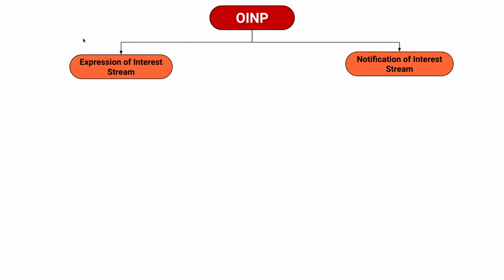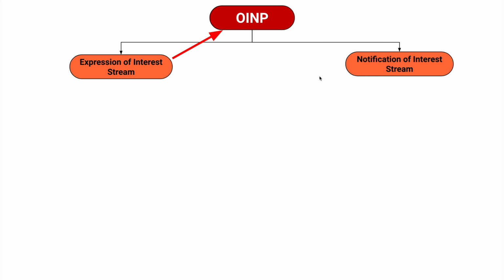In Ontario PNP, there are different streams through which candidates can get the nomination. One is the expression of interest stream and the other is the notification of interest stream. They are different from each other. First, in the expression of interest stream, the candidates have to apply to OINP that they are interested in getting the nomination. You are expressing your interest in getting the nomination, so that's why it's called the expression of interest stream.